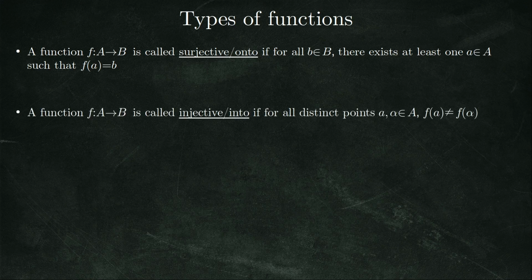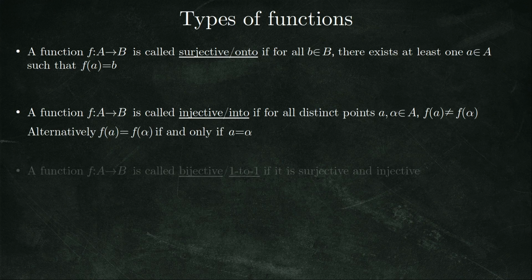Our next type is injective or into, and this is true if all distinct points a and alpha get mapped to different points in the codomain. So in other words, every single value gets mapped to a unique point. There are no two values in the domain that get mapped to the same point. Another way you might see this written is f of a equals f of alpha if and only if a equals alpha.